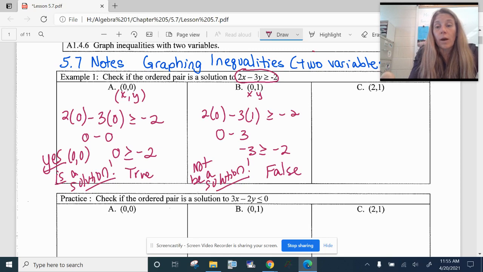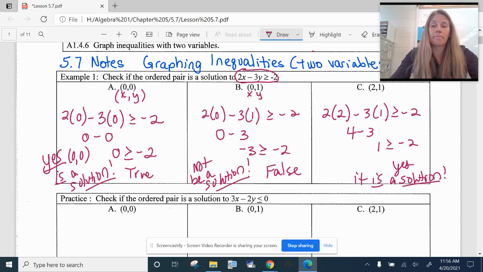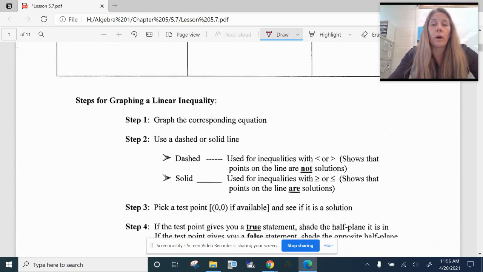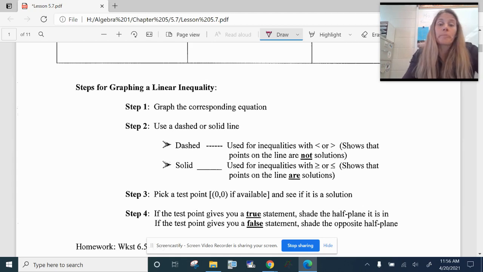Then we have this point here, 2, 1. So if I want to test this point, I have 4 minus 3, which equals 1. And 1 is greater than or equal to negative 2. So yes, it is a solution of that inequality. So I just wanted to go over a few of those so you understand how to test a point to see if it is a solution or not. Because when we go to graph these linear inequalities, we can use that testing a point as one method of deciding where to shade. We can also use it to just check our work.